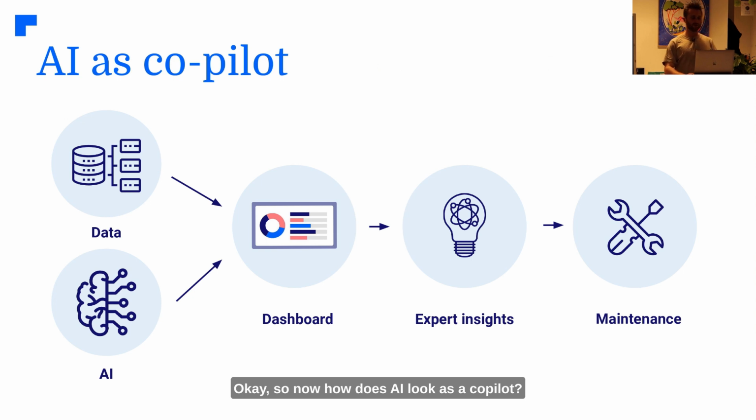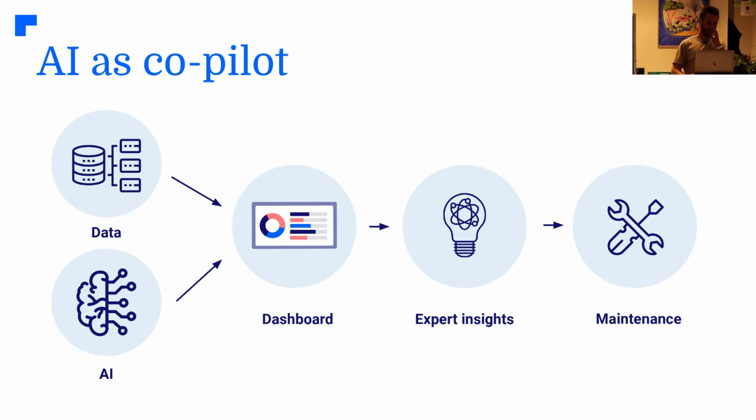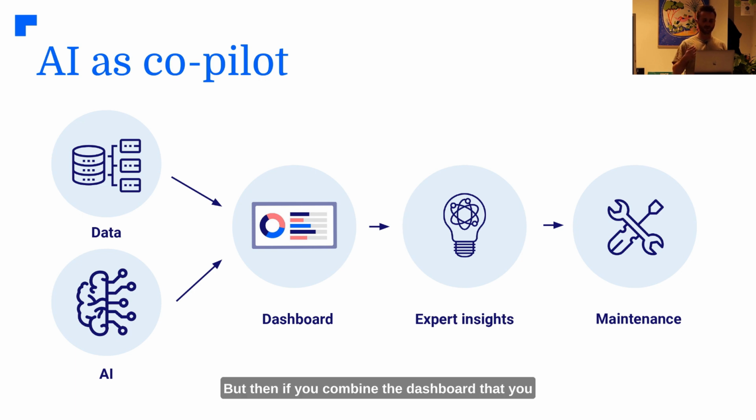Okay, so now how does AI look as a co-pilot? So first of all, you also have the data. This is the thing that I presented a couple of slides ago. But then if you combine the dashboard that you have built with the data with the predictions that AI makes, and then you also put it inside the dashboard, then you can present it to the experts, and then he has way more knowledge, and then he can do the optimal maintenance using both the insights provided by the data and the AI.